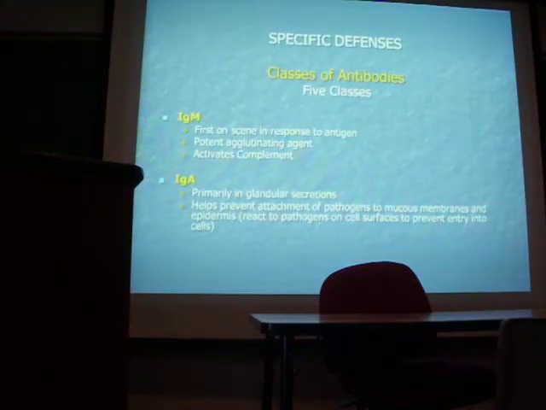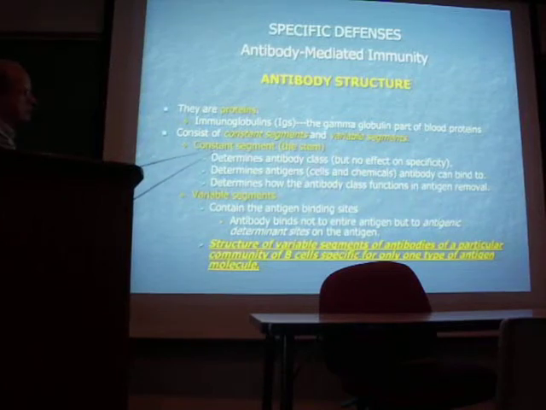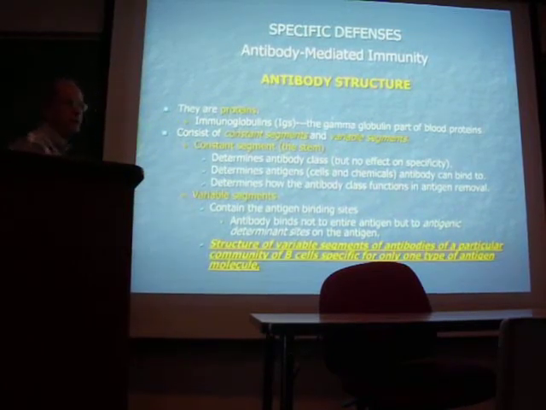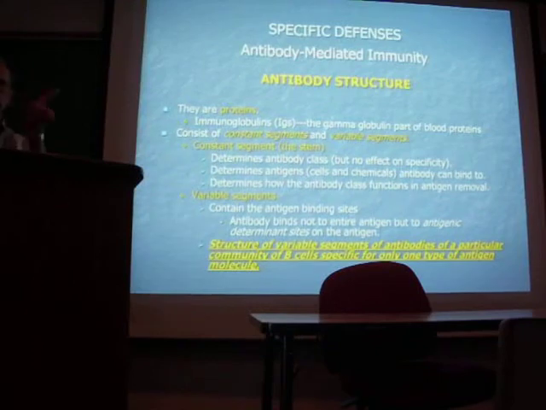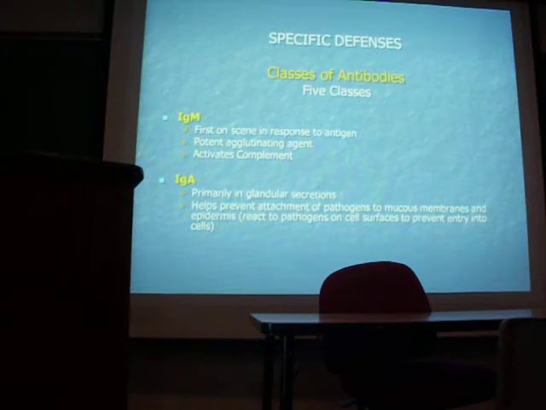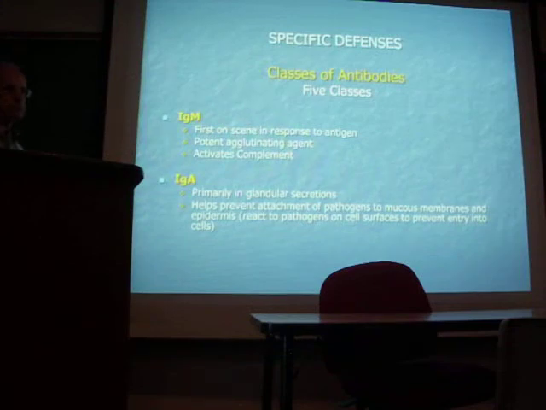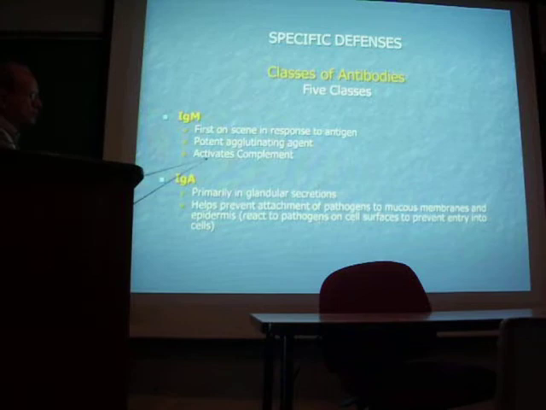We have 5 different classes of antibodies. Now, the class of the antibody is determined by this segment right here, the stem of the Y. Not the prongs, but the stem. The stem determines the class. All right, so IgM, the Ig stands for immunoglobulin. So IgM are typically the first antibodies on the scene in response to an antigen. These happen to be potent agglutinating agents. They also happen to activate complement. Remember complement protein we talked about?